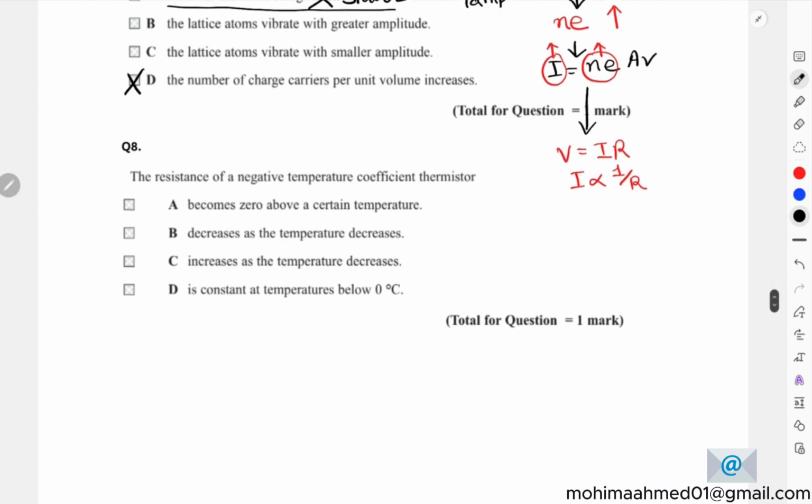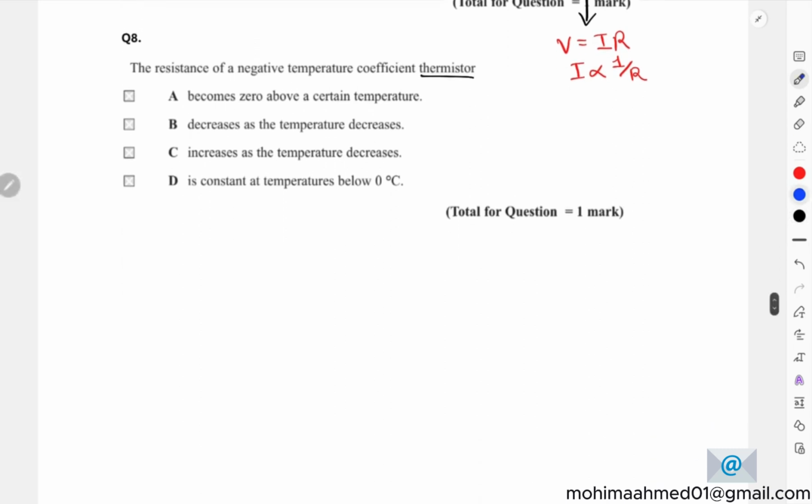Okay, the resistance of a negative temperature coefficient thermistor becomes zero at a certain temperature. No, wrong. Decreases as the temperature decreases. No, for thermistors, if the temperature increases, in that case resistance decreases. Negative temperature coefficient conductors indicate that resistance and temperature are inversely proportional, but positive temperature coefficient conductors indicate that temperature and resistance are directly proportional.